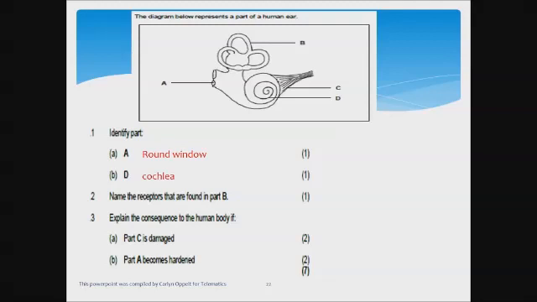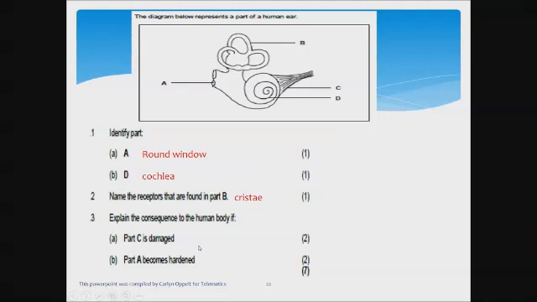Now it says, name the receptors that are found in part B. Part B is the semicircular canal. And we've just said, make sure that you know the receptors, and that is the cristae. Why is it not the macula? Because the macula is found in the utricle and the saccule, right at the bottom of your semicircular canals.